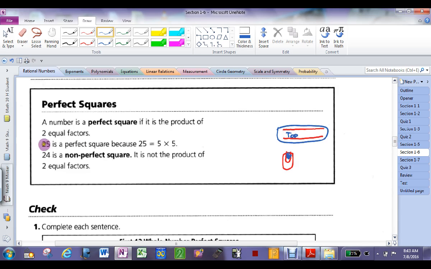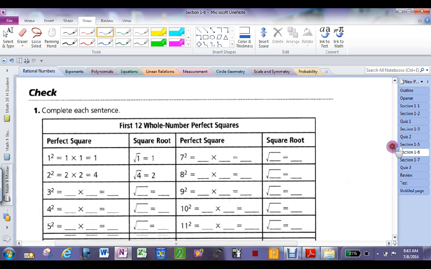So, back to business. So we are done all this, yes? This is what we just described. This is what we were just talking about. 25 is a perfect square, because there's two equal factors: 5 times 5, which is the same as 5 squared, yeah? But 24 and 26 aren't. Everybody cool? Okay. All right, now listen.